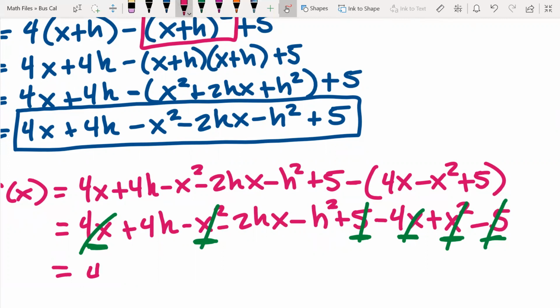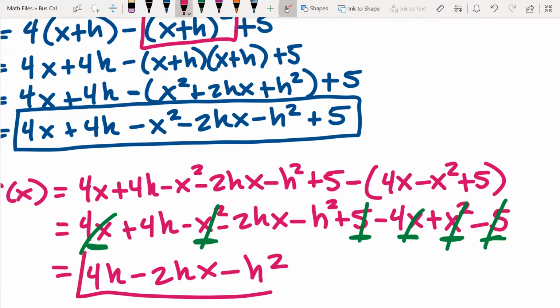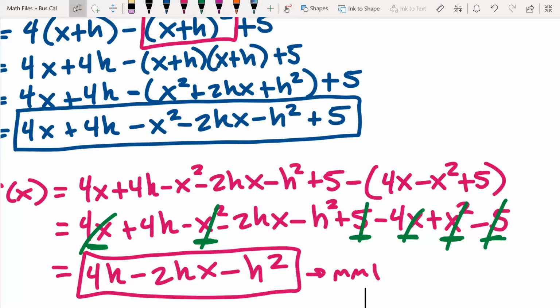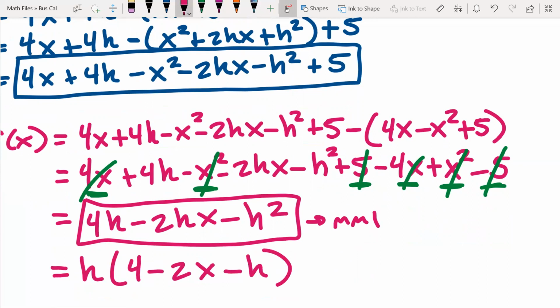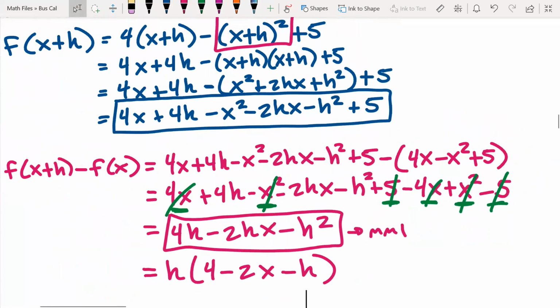Now, all we're left with is 4h minus 2hx minus h squared. And this will be the answer you put in MyMathLab, because MyMathLab says do not factor anything out. Just give the answer like this. So I'll put MML answer, right? But the way I like to finish off the second step is always factor out an h. If you factor out an h, it's going to make the third step a lot faster. So I'm just going to factor out an h first, and I'll get h times 4 minus 2x minus h. Okay. That was step B.